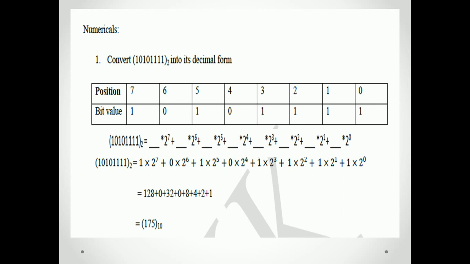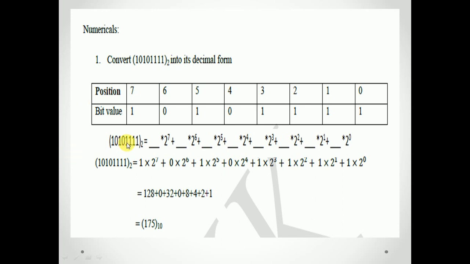So what is the highest position number? 7. And the base here is 2. Got it? So you have to write base to the power of position. On the LHS, you have to write the same number, 10101111, to the base 2.